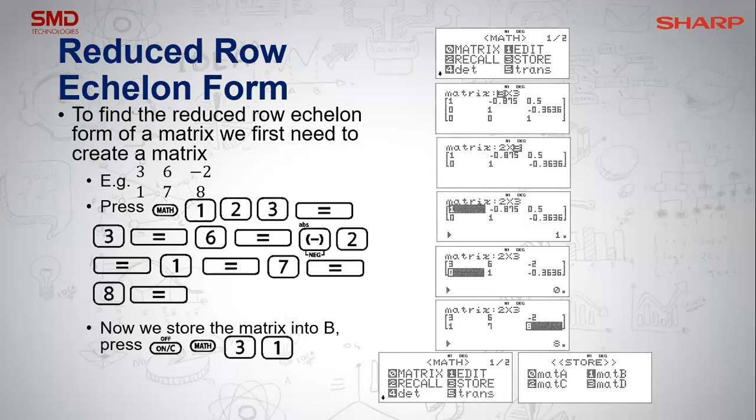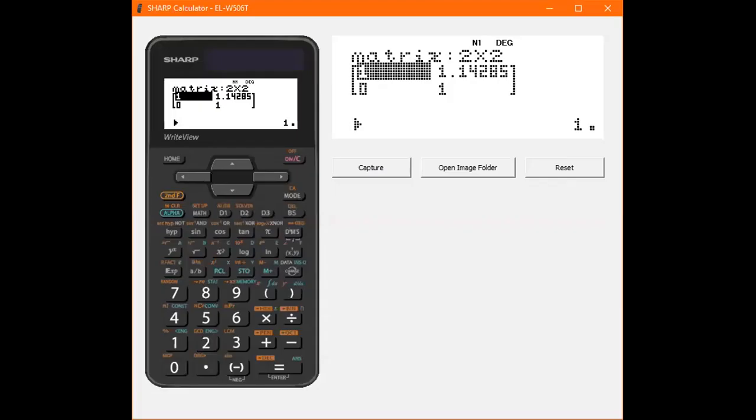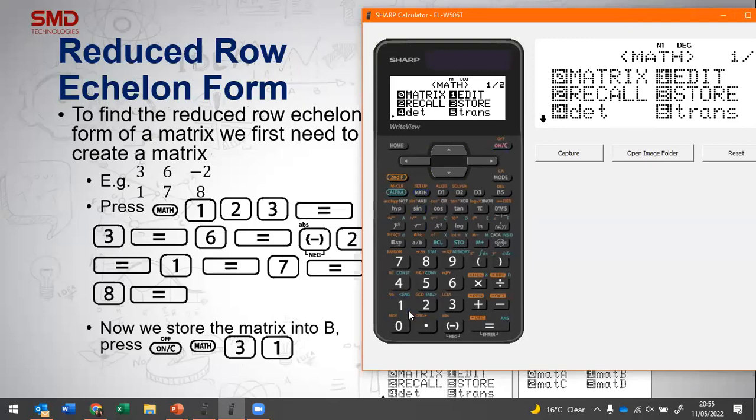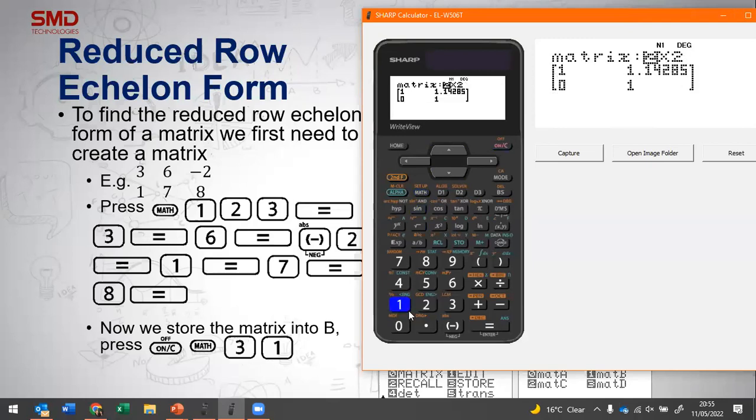Let me just share both screens so that we can copy the example. So here's my matrix. All right. Again, we're going to edit a matrix and we're going to have a, wrong way around, a 2 by 3 matrix. Okay. Then in the first row, we've got 3, 6, and -2. Again, remember to use your negative button. And in the second row, we've got 1, 7 and 8. Okay, and then we'll store this into matrix B.